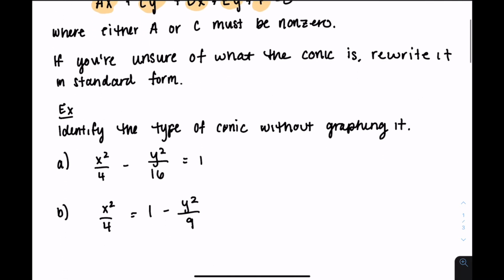So all we're going to do is identify the type of conic without graphing it. Don't need to find any of that information, just what am I dealing with? So here I've got x squared, which is positive, minus y squared, which is negative. The numbers underneath don't matter at all in our case because it's just a hyperbola. One positive square minus the other. If this square wasn't here, then it would be a parabola.